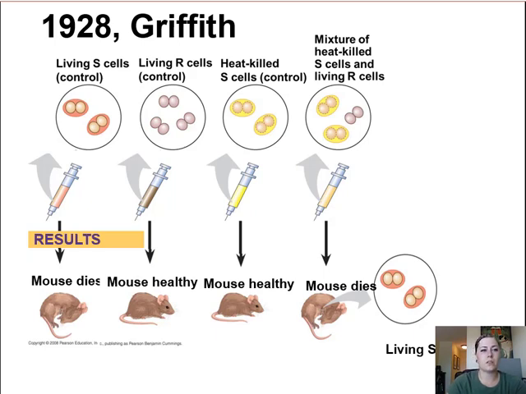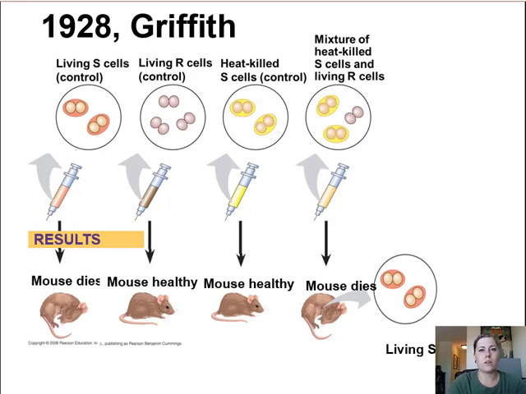So, with these two strains, first he injected living cells as a control into a mouse. The mouse died. Living S cells, so the pathogenic strain. He injected living S cells into a mouse and it died. Then he injected living R cells into a mouse as a control as well. It's non-pathogenic. It didn't kill the mice. So then he heat killed some S cells and injected those into the mice. Predictably, it did not kill the mouse because they were dead.